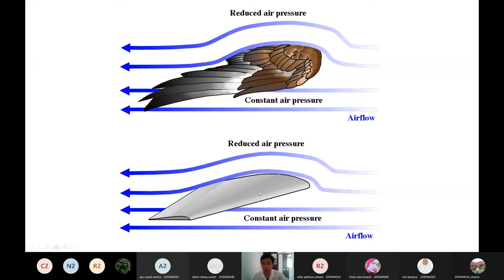And also it could be adopted by the aerodynamic plane. These are the wings of the plane, also like this, with higher air pressure in the lower part and lower air pressure in the upper part, and therefore it could lift the bird and also the plane itself.